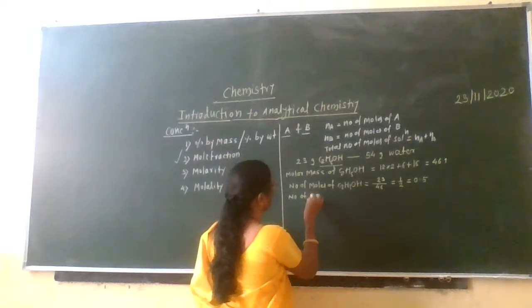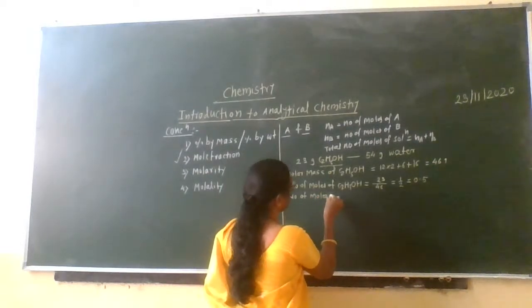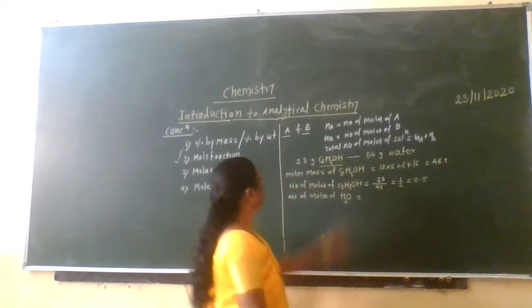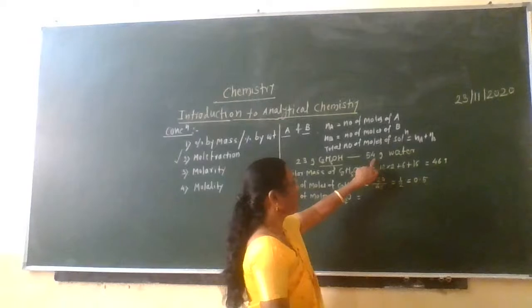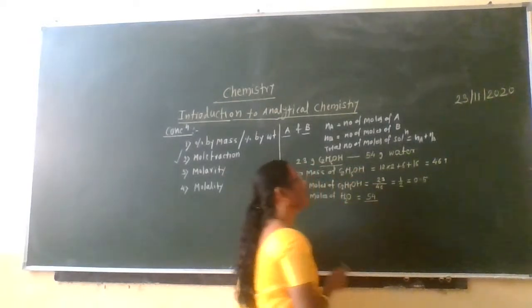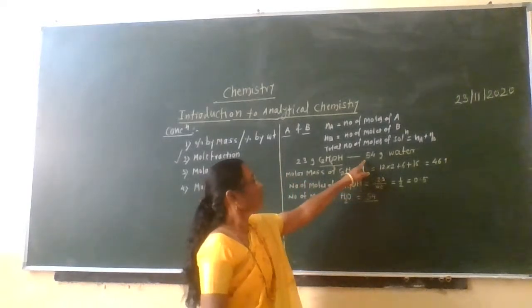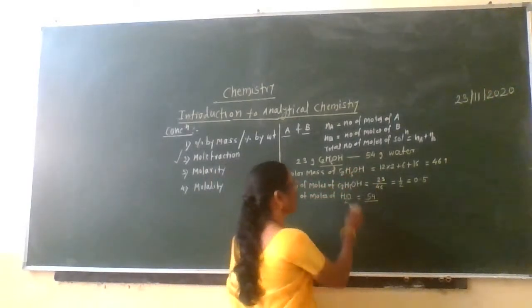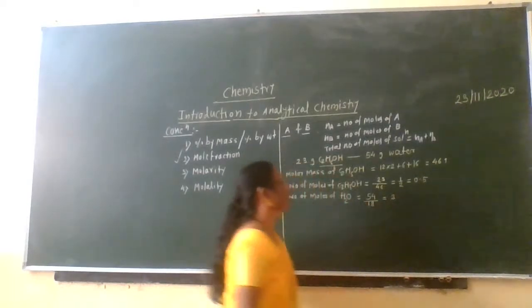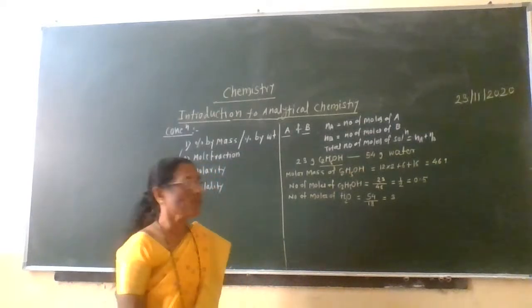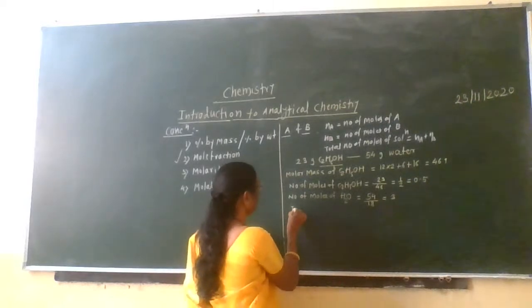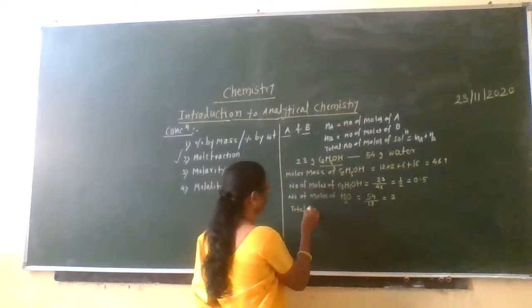Number of moles of water, that is the H2O. The mass of water is given as 54 and its molar mass is 18 (2 plus 16), and it becomes 3. 3 is the number of moles of the water. From this, we can calculate the total number of moles in the solution.